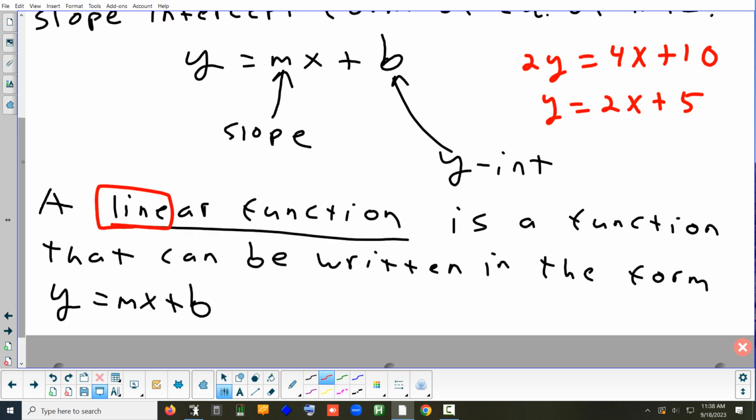So any question on what a linear function is? That is not the only equation you can use. We'll talk about another one in a minute. It is one we use a lot, especially when we have to graph.